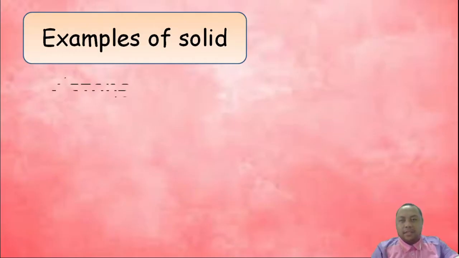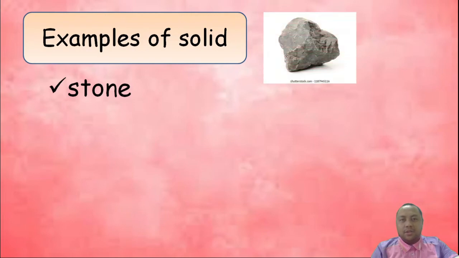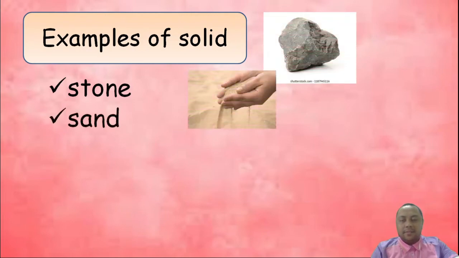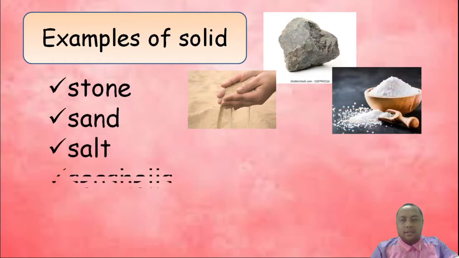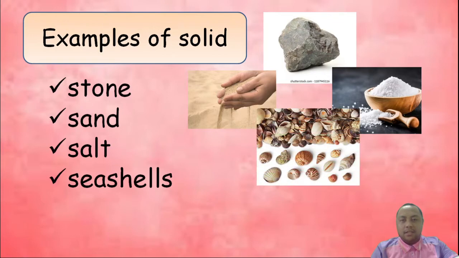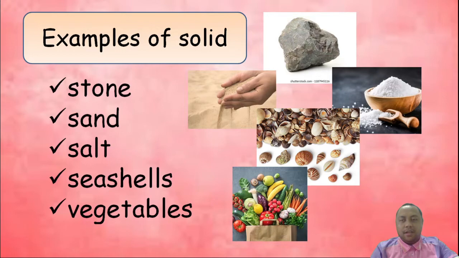Examples of solid. We have here stone, sand, salt, seashells, vegetables. These are examples of solid.